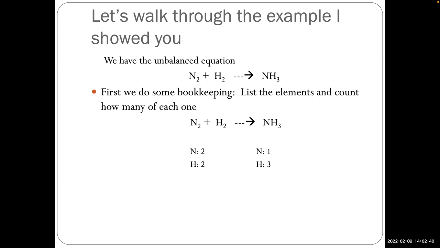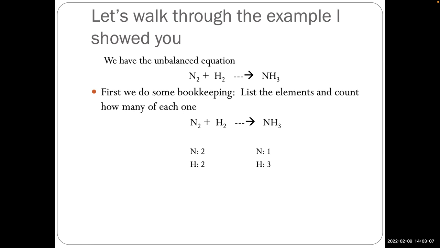Anytime you're doing any type of problem solving, whether it's math or chemistry, it's really good to be organized in your problem solving, because problem solving is difficult enough. If you're disorganized, you can't even keep track of what you're doing. So you can use my organizational scheme or someone else's, but have an organizational scheme. And then we're going to count them. So there's two nitrogens, there's two hydrogens, there's one nitrogen, and there's three hydrogens.